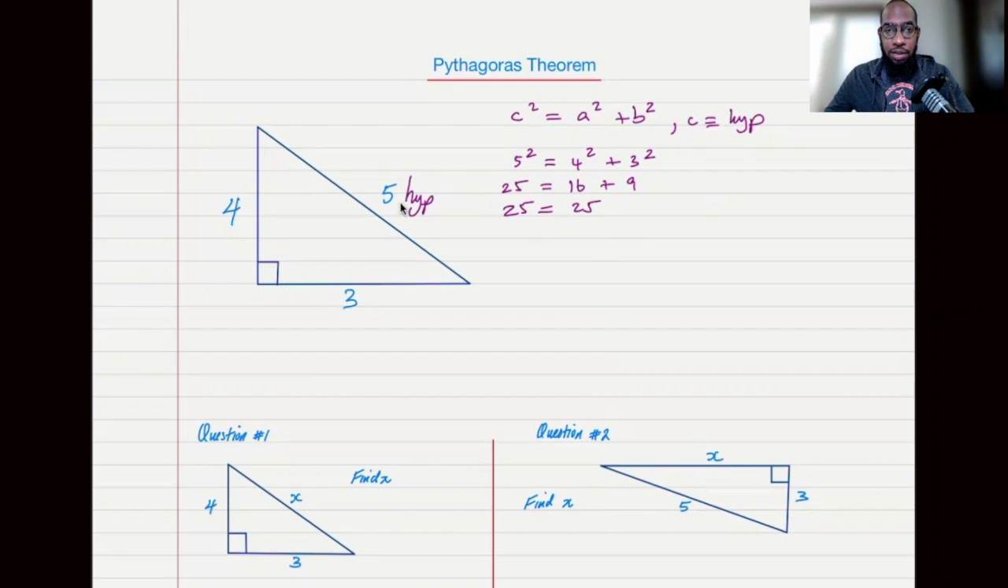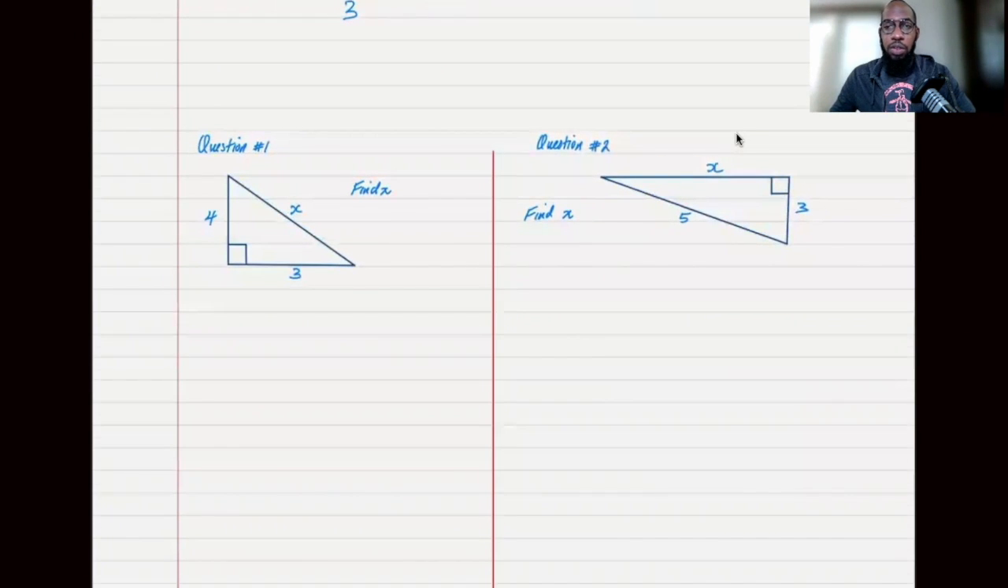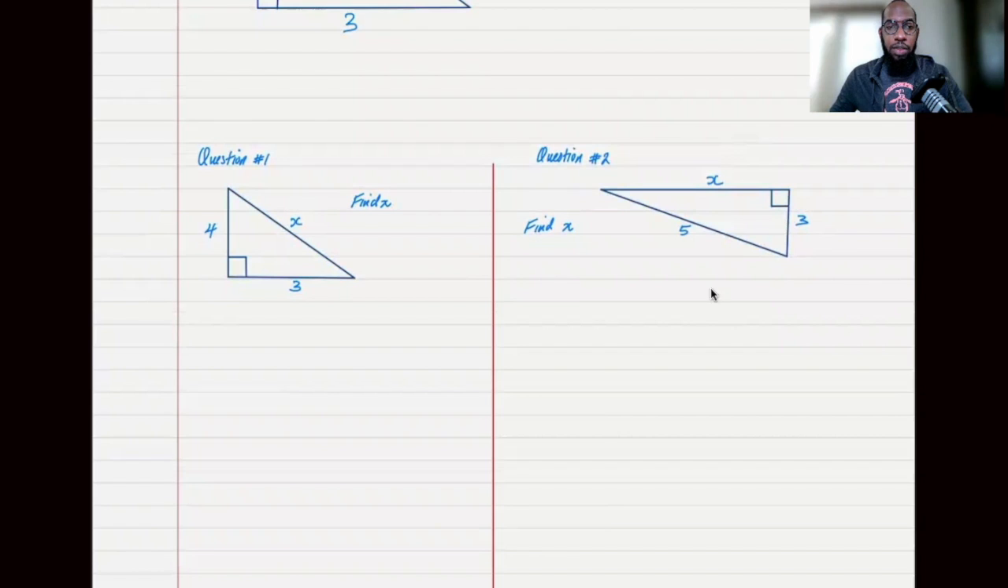In a right angle triangle, the square of the hypotenuse is equal to the sum of the squares of the other two sides. What's very important is you have to locate your hypotenuse first. So let's look at these two questions below. They want us to find x, right? Let's look at number 1. We need to find x.